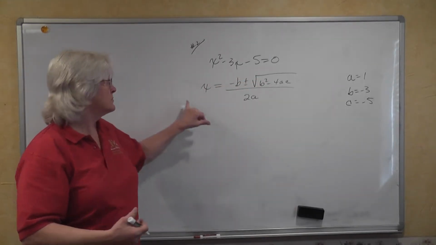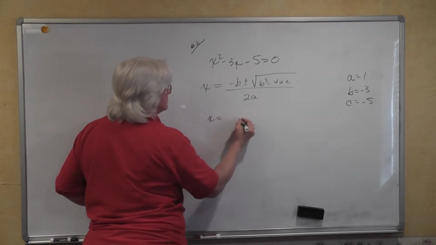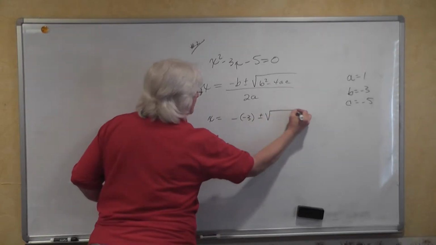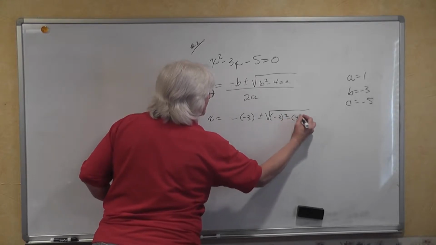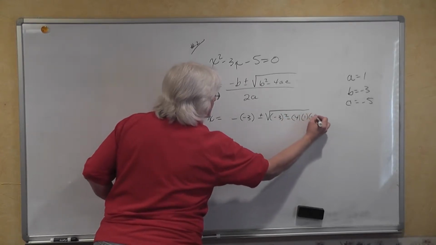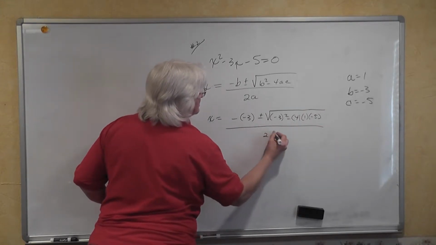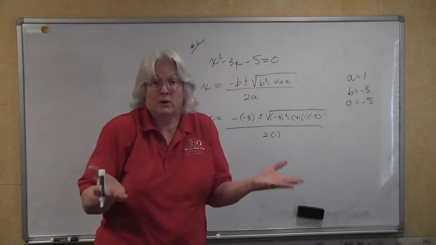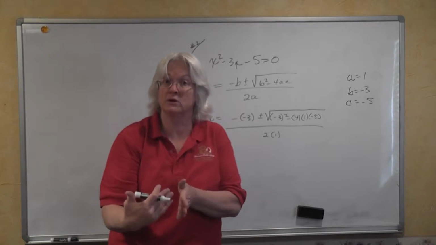Now we simply substitute in and solve. X is equal to the opposite of a negative 3 plus or minus the square root of negative 3 squared minus 4 times 1 times a negative 5, all of this divided by 2 times 1. Now you guys need to do this just because you need to be making sure that you've done your substitution correctly.